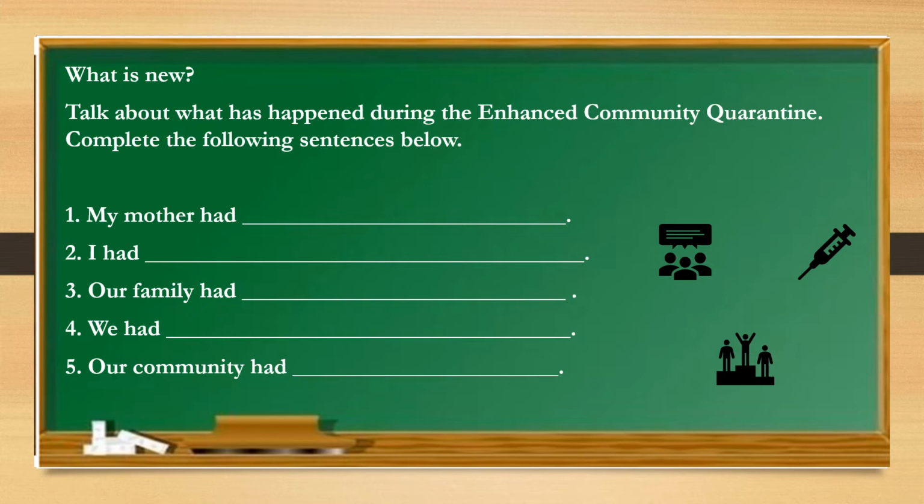Number 3, our family had blank. Number 4, we had blank. And for number 5, our community had blank.